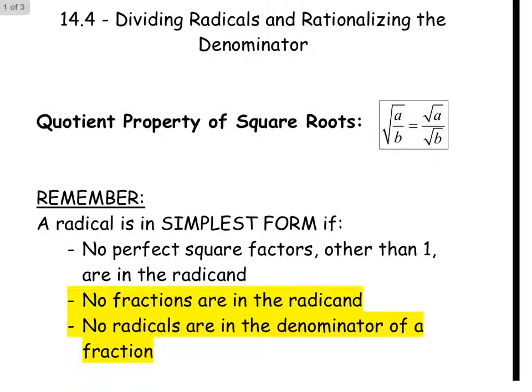Remember that a radical is in simplest form if there are no perfect squares other than 1 in the radicand. Remember, there can be no fractions in the radicand, and no radicals in the denominator of a fraction. Okay, so let's get started.